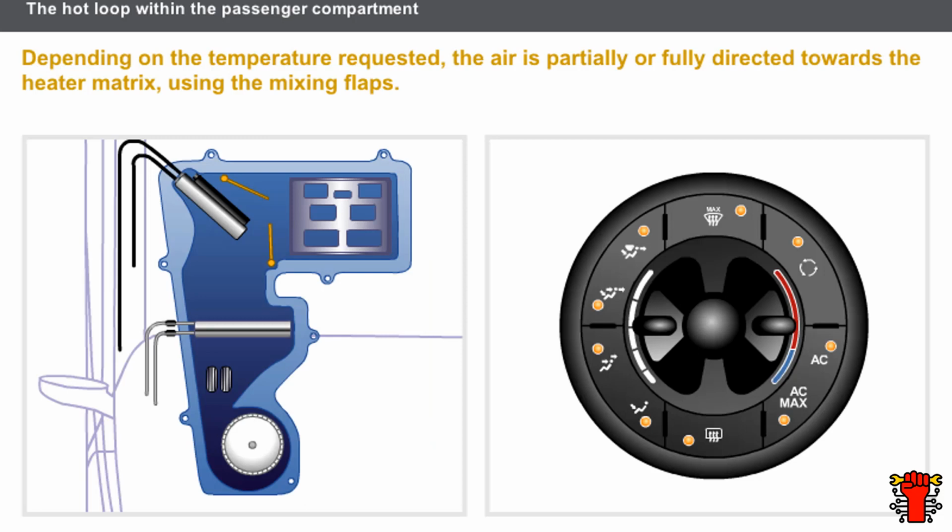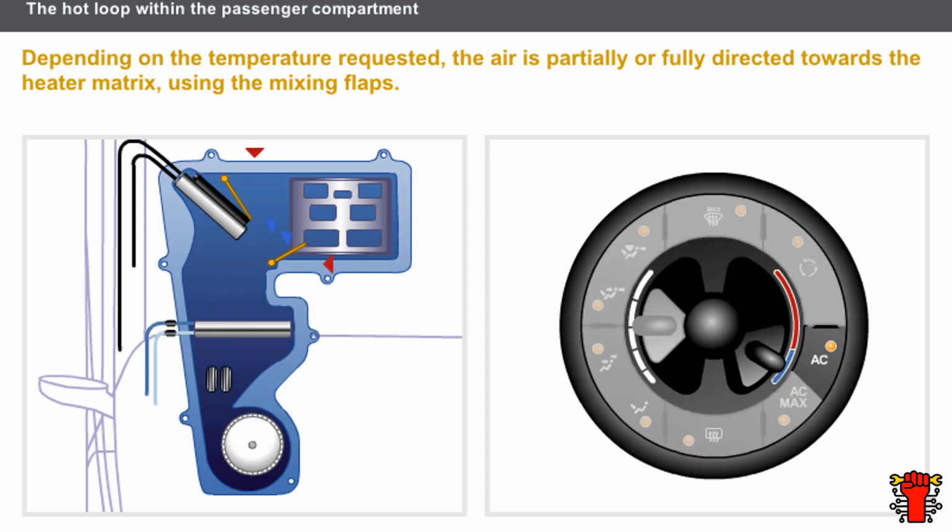Let us look at the principle of mixing. This is the basis of air conditioning temperature adjustment. The air entering the heater unit always passes through the evaporator. If cold air is requested, the compressor starts and the evaporator cools the air that passes through it. In this case, the mixing flap closes off the air's access to the heater matrix.